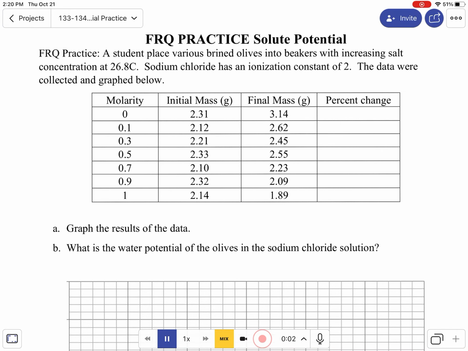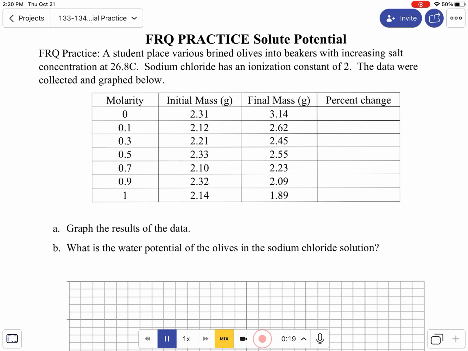Hey everyone, in this video we are going to practice another example of solute potential, only this time the graph does not have the line of best fit for you. You have to create the line of best fit. So we're going to show you how to do that in this video.